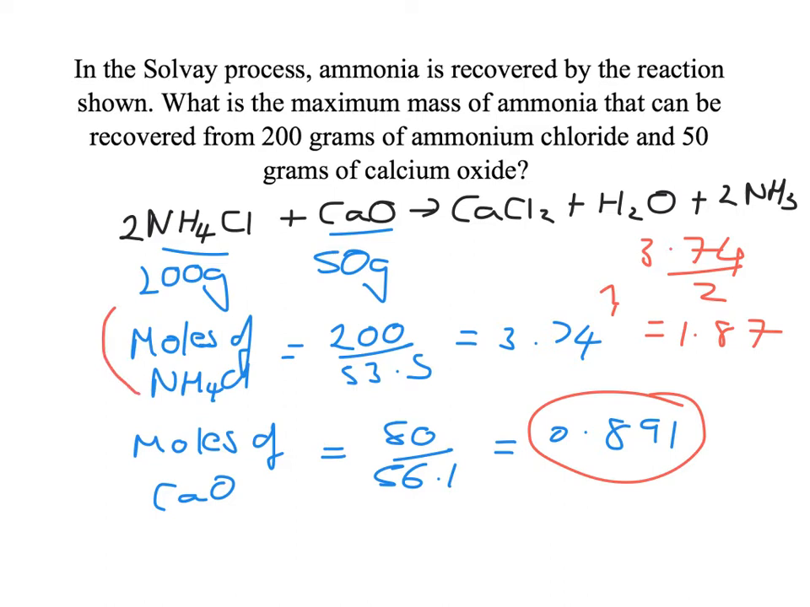So let's put brackets around that, because we're not going to use that value anymore, because to work out the amount of ammonia I'm going to make, I need to use this number, because I've got too much ammonium chloride.